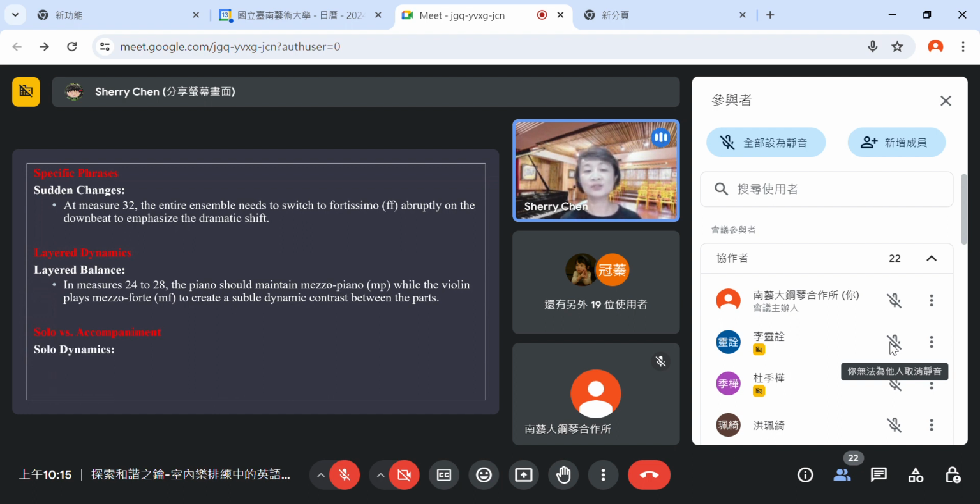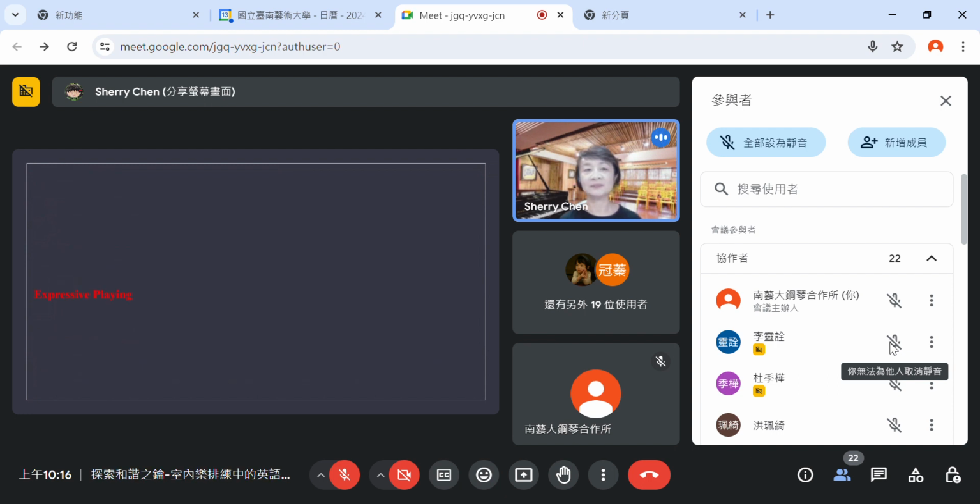Solo versus accompaniment, solo dynamics. Clarinet, bring your dynamic down to pianissimo while the flute takes over the solo in measure 40, ensuring the flute's melody is clearly heard. Okay, so again, we are differentiating solo versus accompaniment. Solo should play a little bit louder, and then the accompaniment can play softer, so the solo part can bring out its melody.